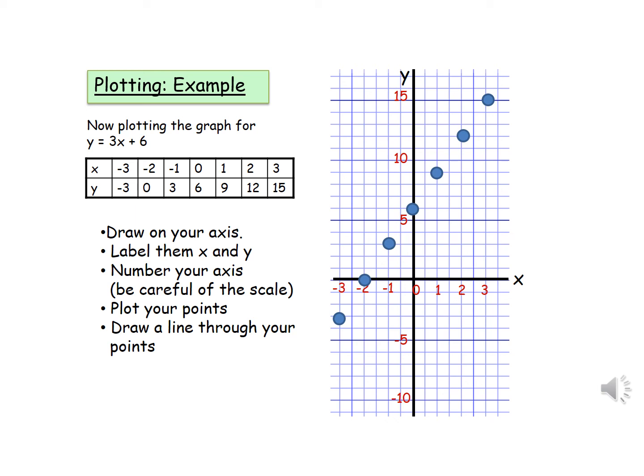Once you have completed the plotting of the points on the graph, you need to draw a straight line through the points. This must be a straight line because we are working with a straight line graph. And the last thing that you need to do is label the line. How do you label it? By writing down the equation.